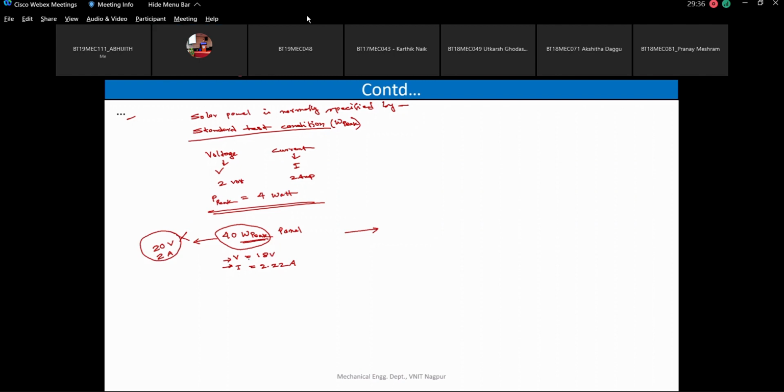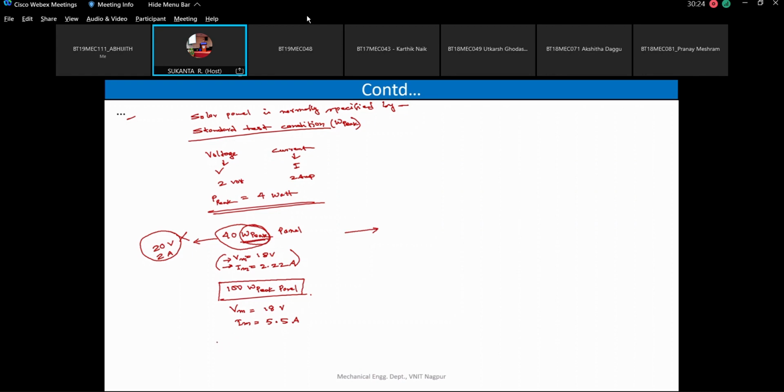So for 40 watt panel, this is the standard one. And for the peak panel, here it will be Vmax, maximum voltage and maximum current, because we are talking about the maximum itself. Peak is nothing but the maximum. So for 100 watt panel, the standard maximum voltage is 18 volt and maximum current is 5.5 ampere.